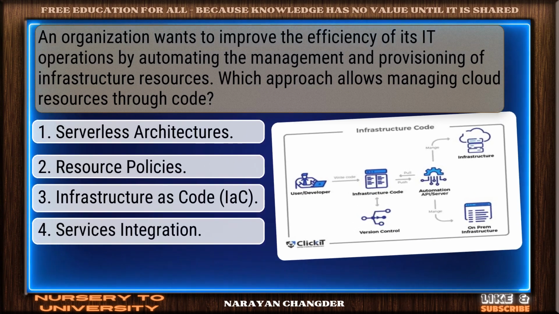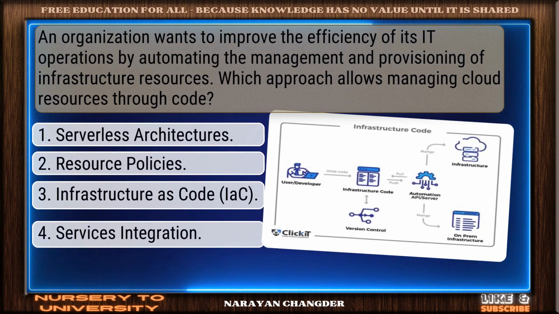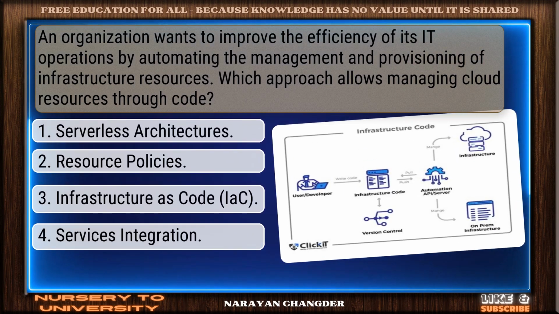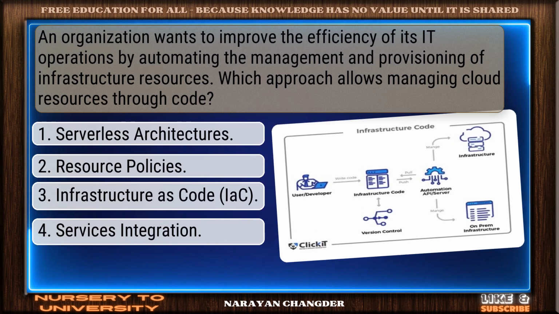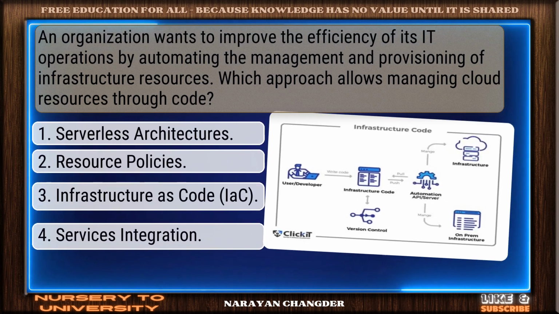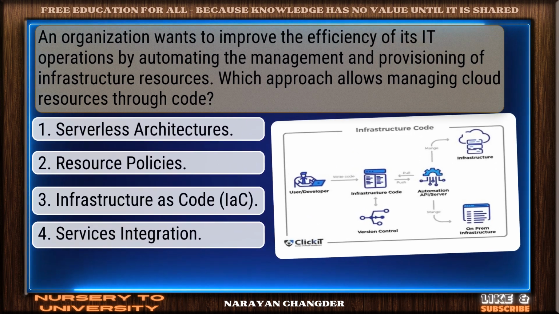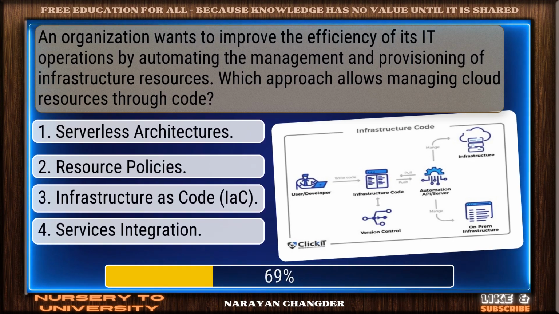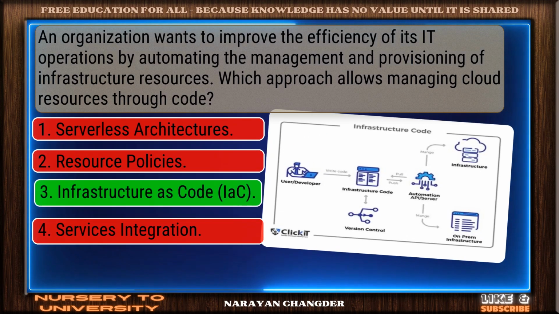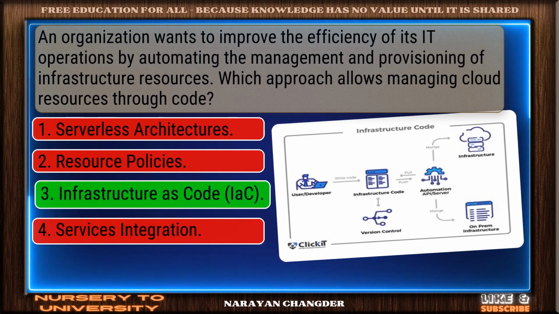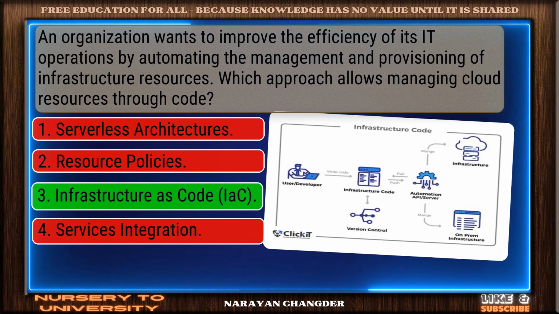Question number 7. An organization wants to improve the efficiency of its operations by automating the management and provisioning of infrastructure resources. Which approach allows managing cloud resources through code? Clear logic. Your choice, infrastructure as code, is sound and 100% true.